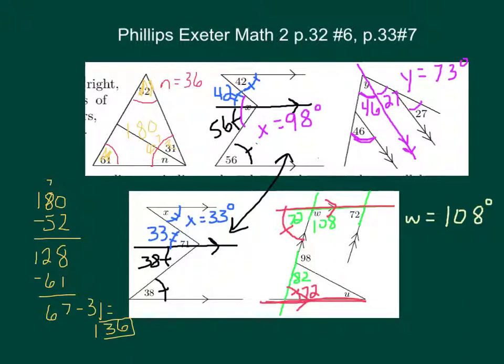So now we have a triangle, and we know that triangles add to 180. So that means that U would be 180 minus 82 plus 72, which is 154. So then 180 minus 154 would be 26 degrees. So U is 26 degrees. And those are the problems on the Math 2, page 32, number 6, and page 33, number 7.